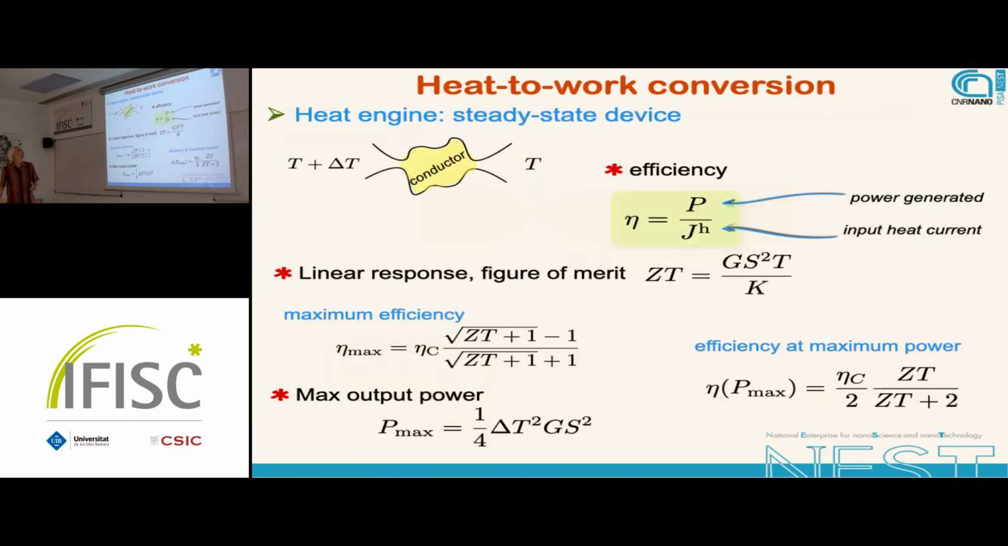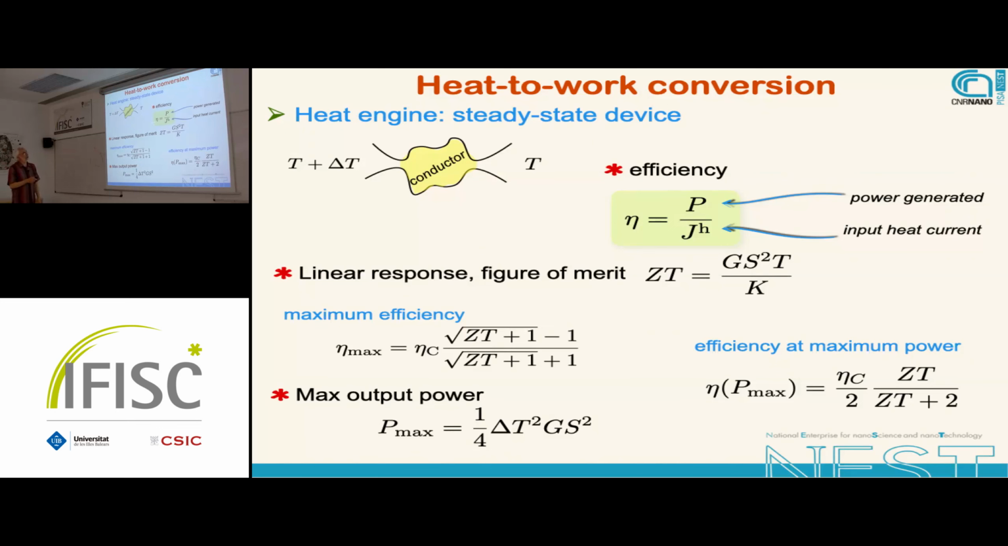So we can see our preferred system as a heat engine when we apply to the conductor a temperature difference. The efficiency of this heat engine is defined as the ratio between the power which is generated divided by the heat which is entering the system, so the heat which we are providing to the system.